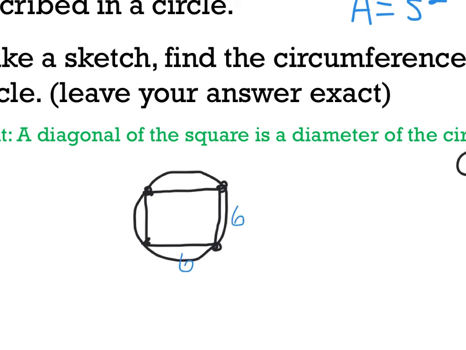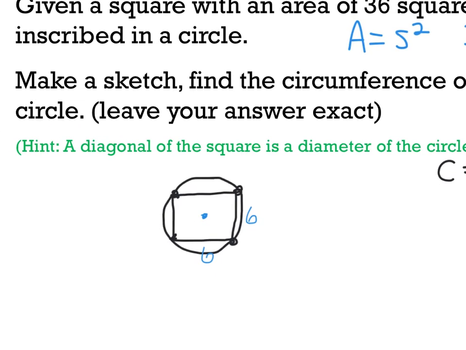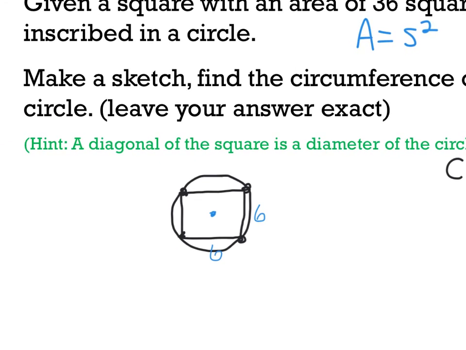Now, many kids think, oh, okay, then that's the diameter. It is not. These 6's don't go through the center. The center of the circle is right there. So in green here, you are given a hint. A diagonal of the square is going to be the diameter of the circle. So if I was to connect those two, I do have the diameter. That's green. However, by saying I do have it, I don't have the value yet.